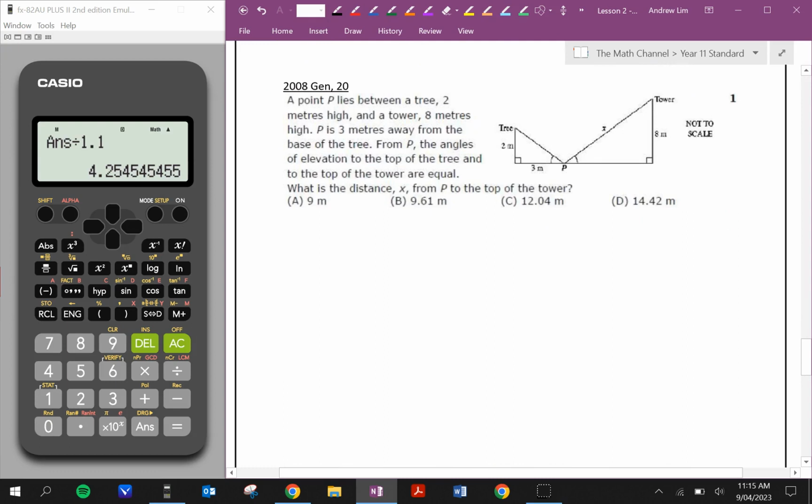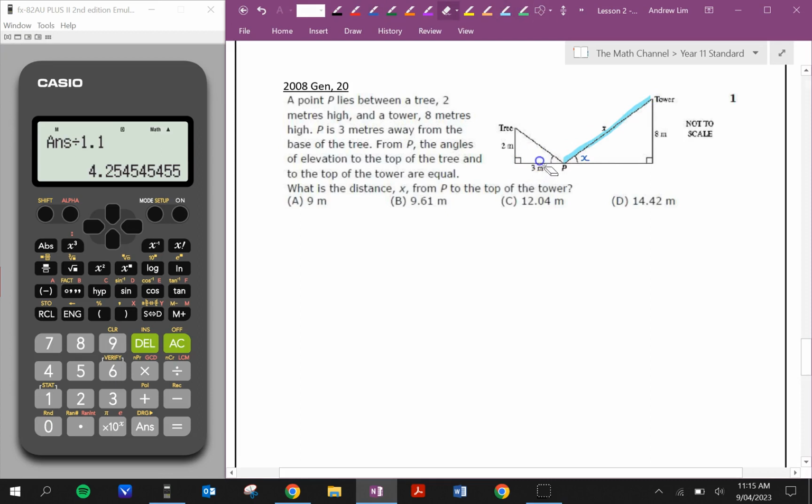2008 question 20. Why don't you pause the video and have a go with this one? All right, a point P lies between a tree 2 meters high and a tower 8 meters high. P is 3 meters away from the base of the tree. From P, the angles of elevation to the top of the tree and to the top of the tower are equal. So this here, if that's x, this is also x. What is the distance, x, from P to the top of the tower? So what is this distance here? How long is that? That's what the question is asking.